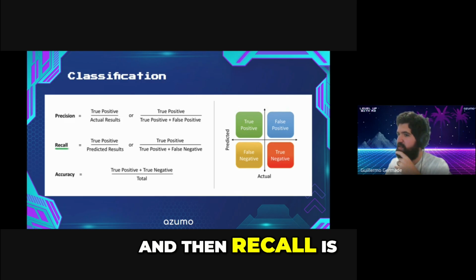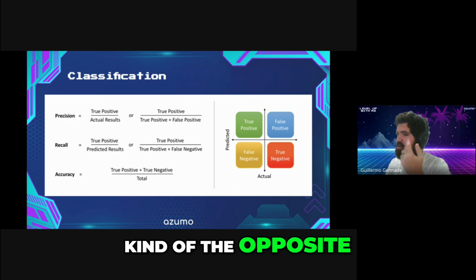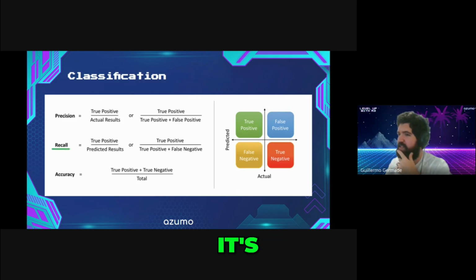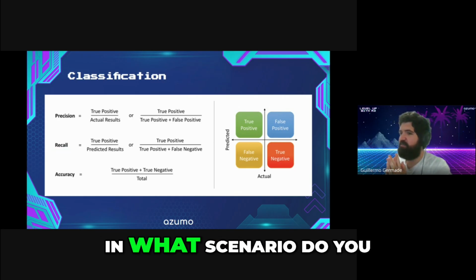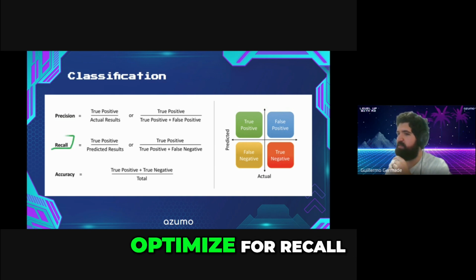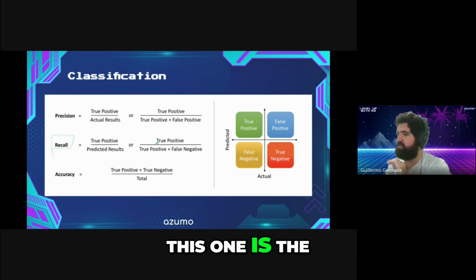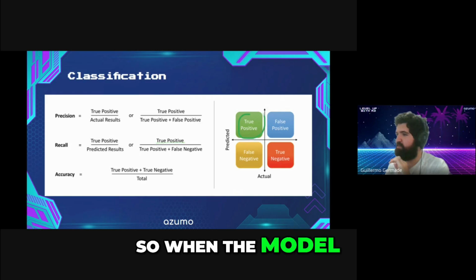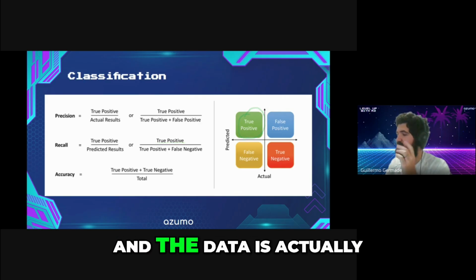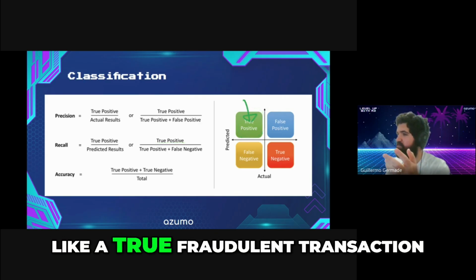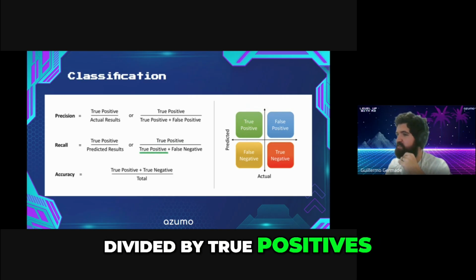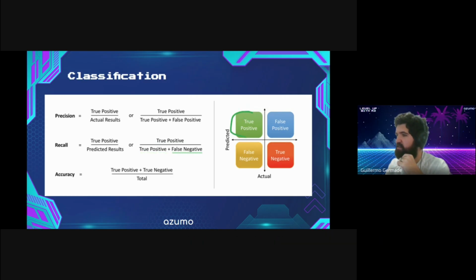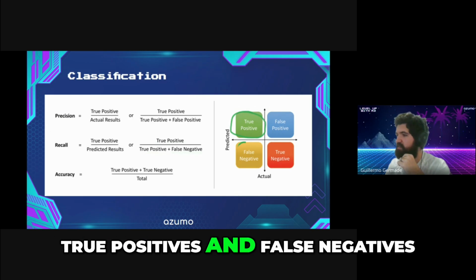And then recall is kind of the opposite. This one is probably, I think, even an interview question for data scientists: in what scenario do you optimize for recall? This one is the true positives, so when the model is right and the data is actually true, like a true fraudulent transaction, divided by true positives and false negatives.